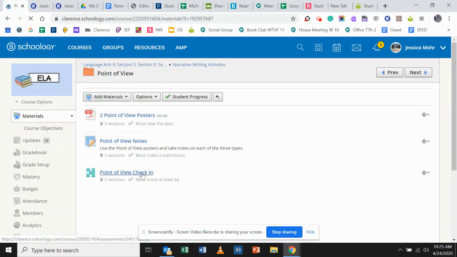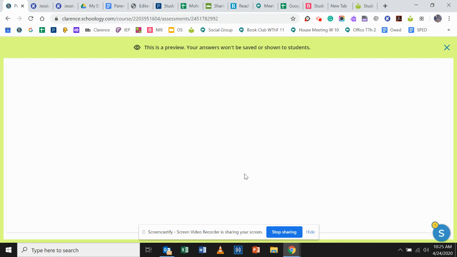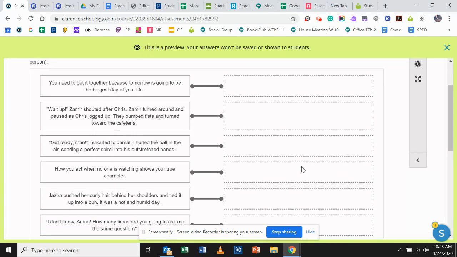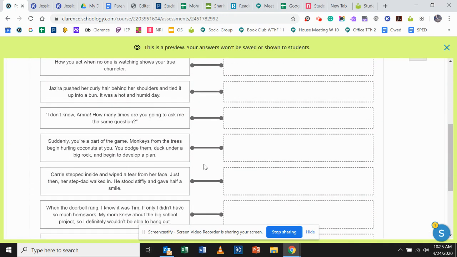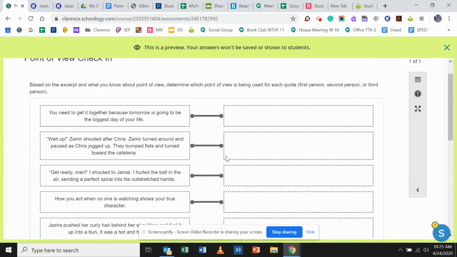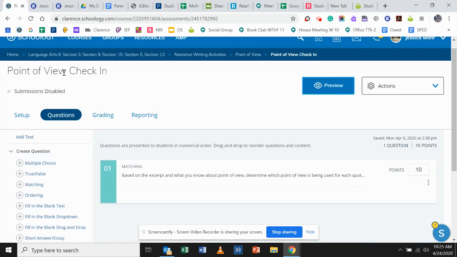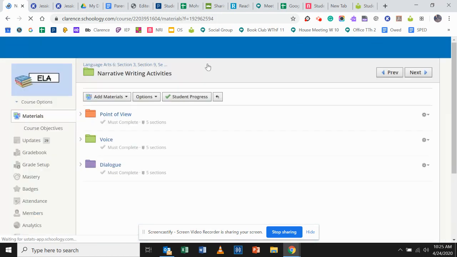Then you go back and you have a point of view check-in. It's a quick matching. Let me show you what it looks like. Matching examples with the first person, second person, or third person point of view. That's your first task. So let's X out of this, and we'll go back to our narrative writing activities.